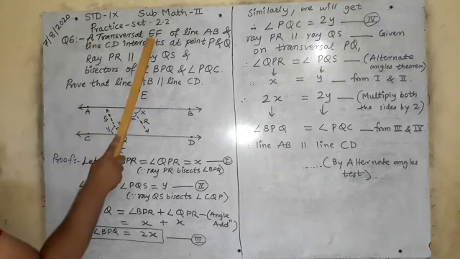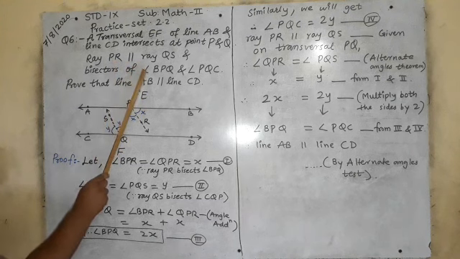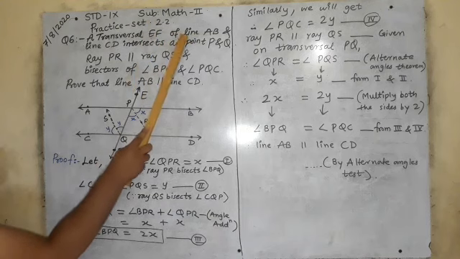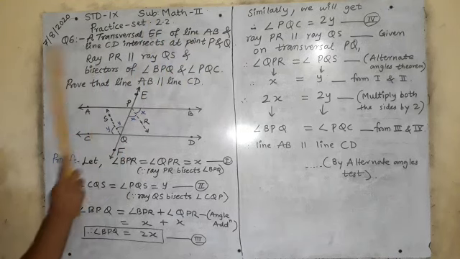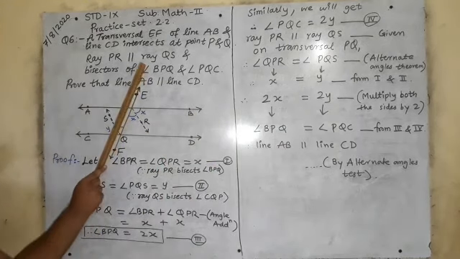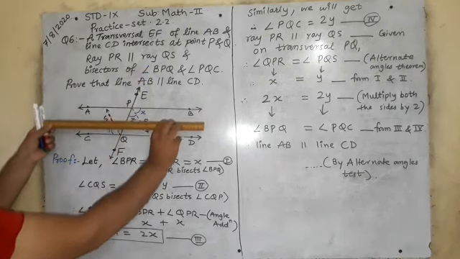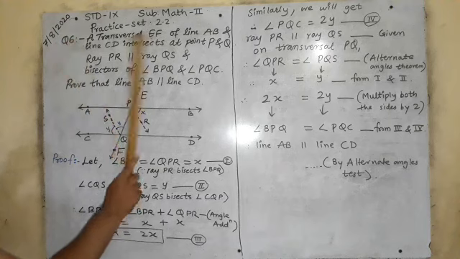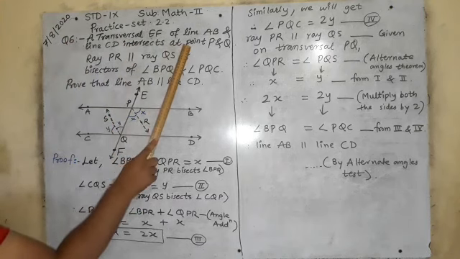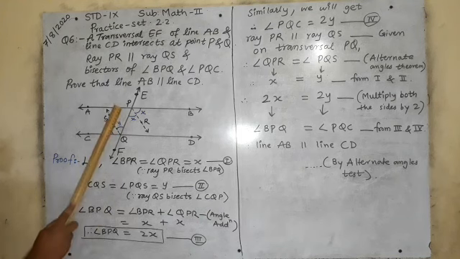A transversal EF. Can you see EF means this line? This line is a transversal. Transversal of which lines? Of line AB and line CD. Can you see this line AB and line CD? So this line EF is a transversal of line AB and line CD, which intersects at points P and Q. Can you see EF intersects AB and CD at P and Q respectively?